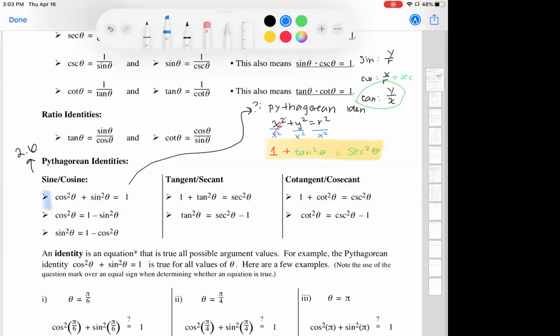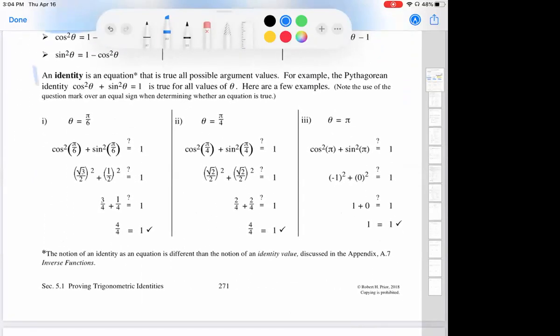But you can highlight these as your parent Pythagorean identities. An identity is an equation that is true for all possible argument values. For example, a Pythagorean identity, cosine squared plus sine squared equals one, is true for all values of theta. Here are a few examples. So we see, for example one, that if I plug in pi over six, my answer will be the same, will give us one. Doesn't matter what I plug in, and it shows you the work, you always get one. So that's what's wonderful about an identity, is that it will always work no matter what.